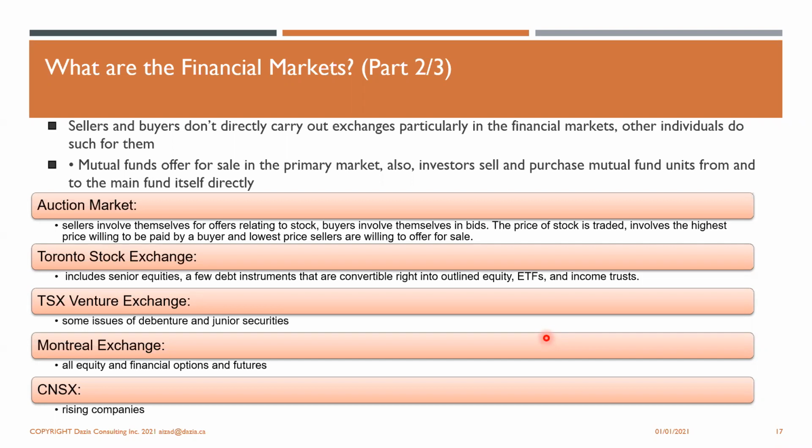So we said Toronto Stock Exchange. There they have senior equities, larger companies, and a few debt instruments are there also. ETFs and income trusts are also on the stock exchange. The venture exchange is for new companies. They first go on the venture exchange, then they go on the stock exchange. And Montreal Exchange is all the equities and financial options and futures. So these are private companies, so they have the right to issue shares, and companies can register themselves there. So there are different companies like these, which are the financial markets.